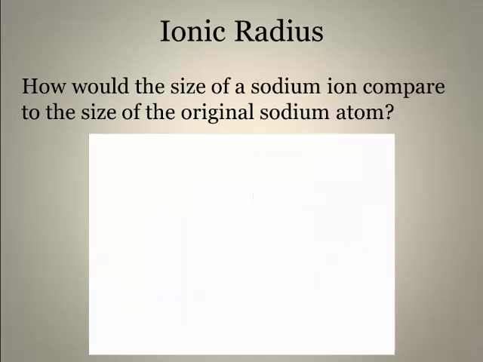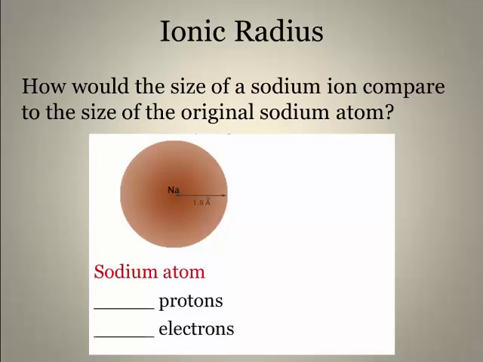How do you think the size of a sodium ion compares to the size of the original sodium atom? A sodium atom has a radius of 1.9 angstroms. How many protons in a sodium atom? 11. How many electrons? 11 as well.